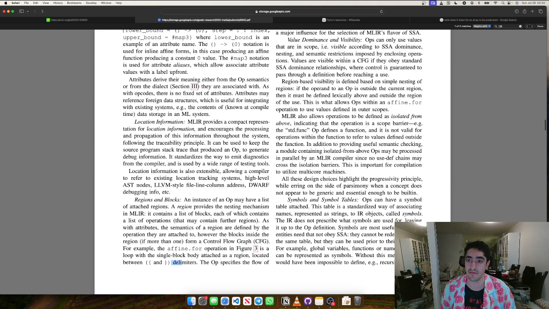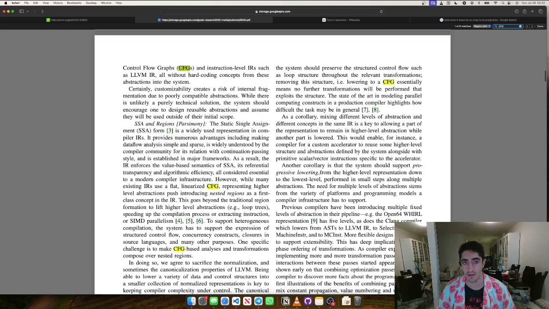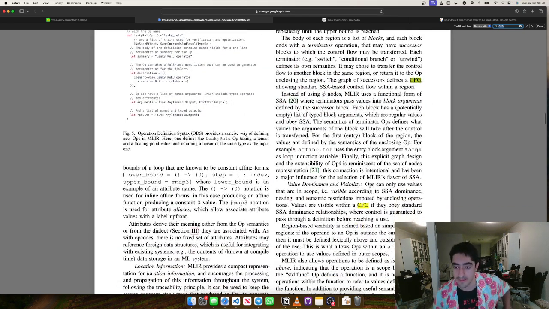Value dominance and visibility. Operations can only use values that are in scope, visible according to SSA dominance, nesting and semantic restrictions imposed by enclosing operations. Values are visible within a CFG. What's CFG? Control flow graph. And right here, CFG.